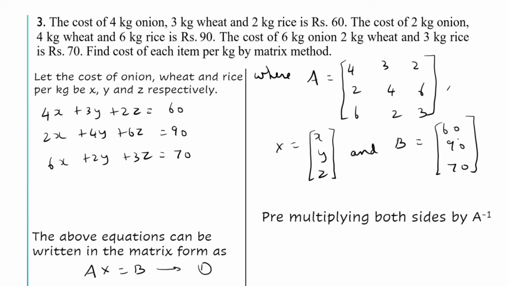Now we can pre-multiply both sides of equation 1 by A inverse. So we get A inverse A X equals A inverse B, or from this we get the identity matrix I into X equals A inverse into B, or X is equal to A inverse B. So using this inverse of the coefficient matrix, we can find the values of x, y and z.